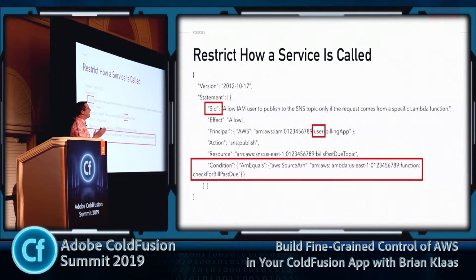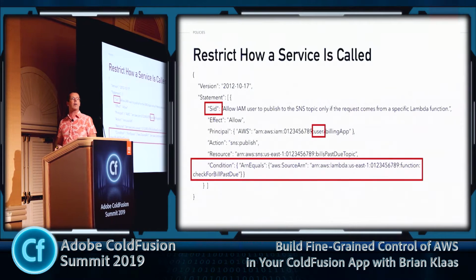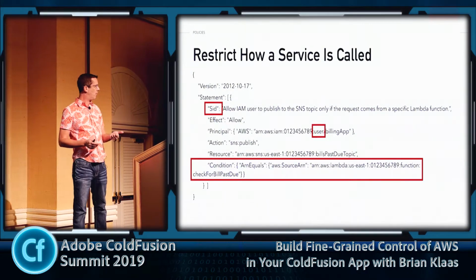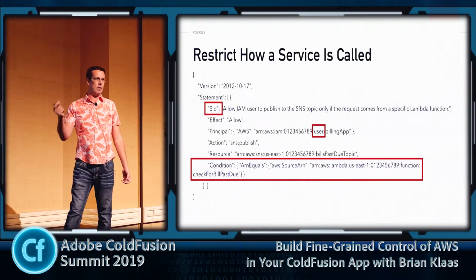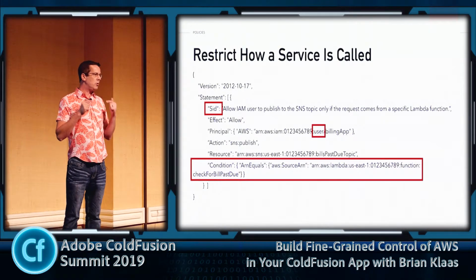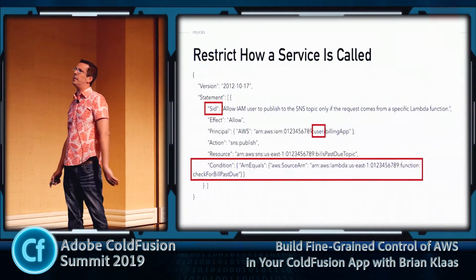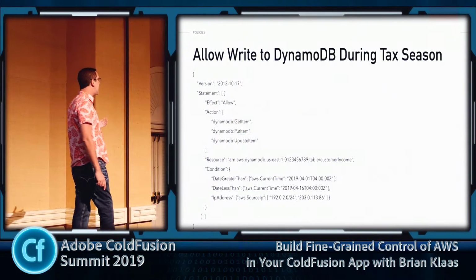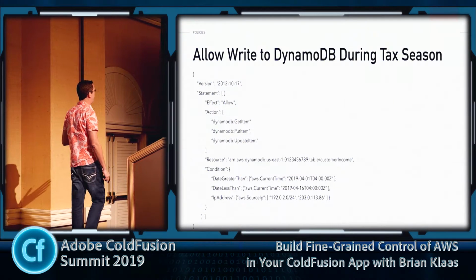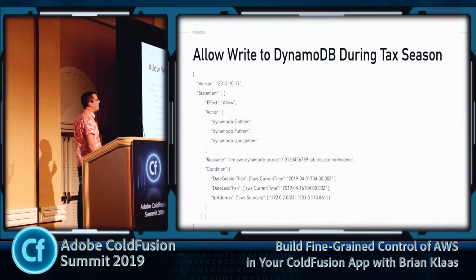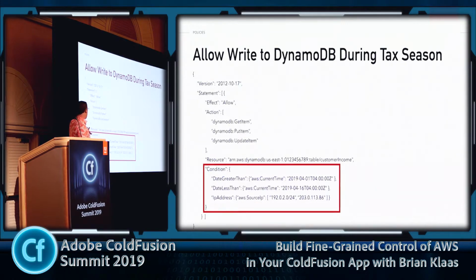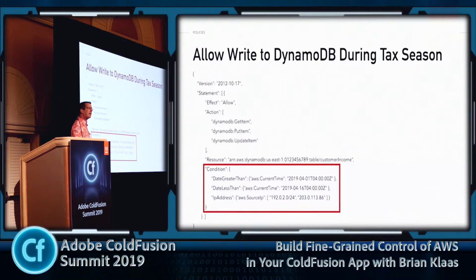So we can be incredibly specific about how things are done in our applications to really lock down and ensure that only the right resources, and resources can include functions, right? Or only the right applications in our account are making the right requests to the right places. So you can be really, really specific in how services are called across your applications. Another example, you can use date ranges in your condition. So this is an example that says you can only write to a DynamoDB table during tax season. And I do that using this condition clause down here, where I have a date greater than and date less than comparison.